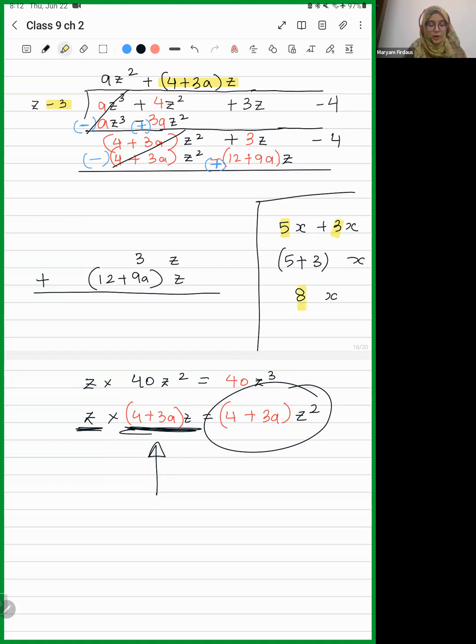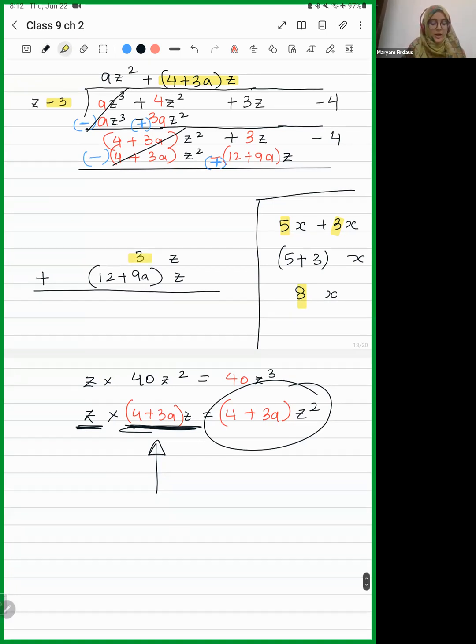So the same thing you're going to do here. You are not going to worry about the z. You are only going to add their coefficients, 3 and 12 plus 9a. Now quickly add 3 plus 12 plus 9a and tell me what happens. I will see who gives the answer first. It's just a simple calculation. 15 plus 9a. Very good.